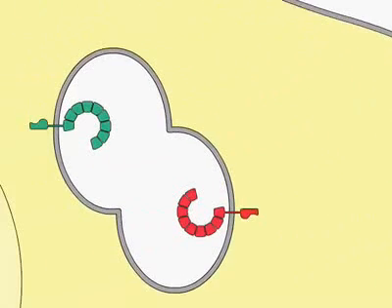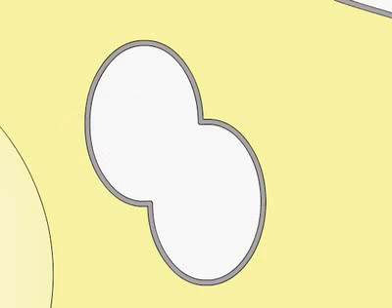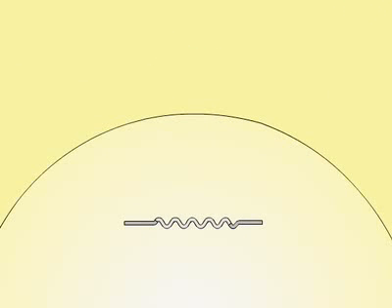Like TLR9, TLR3 and TLR7 are located on endocytic vesicles and recognize double-stranded RNA and single-stranded RNA, respectively. When any TLR is activated, it sends a signal to the nucleus by activating transcription factors.